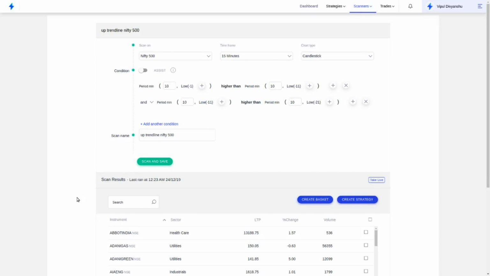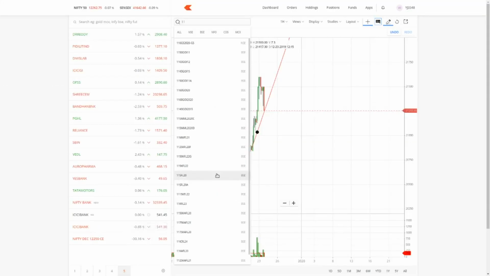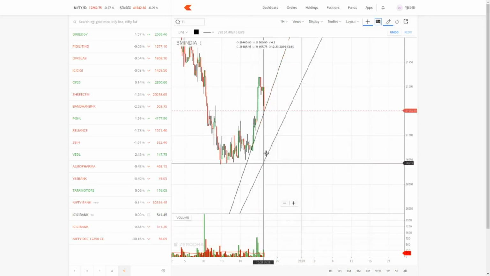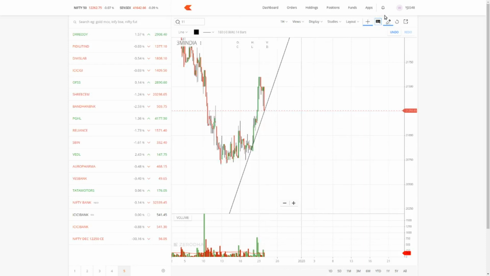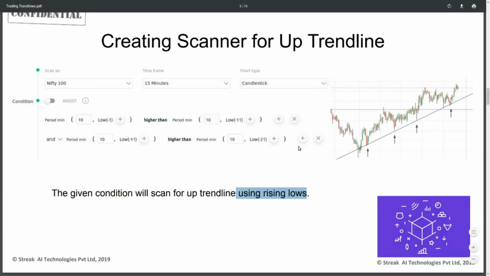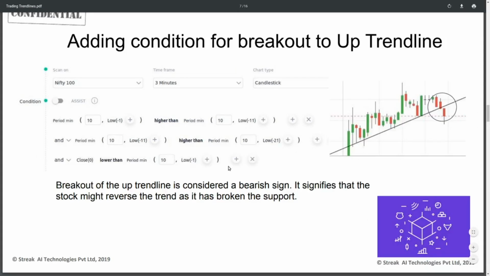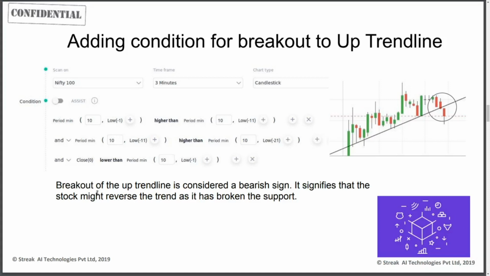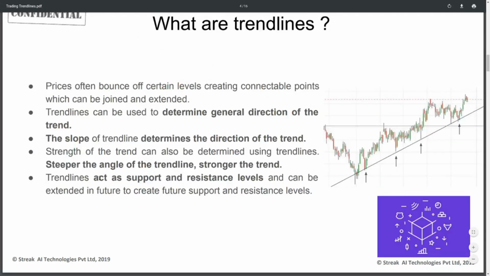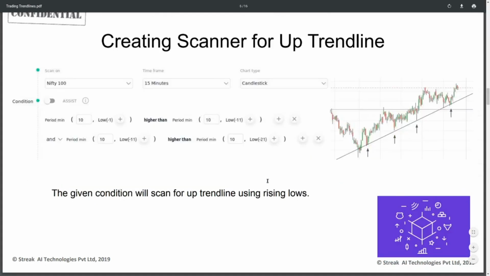Based on this, there are different techniques people use. You can even formulate your own, to decide whether to follow the trend or wait for a breakout to happen to take a trade. So let's move ahead with something called breakout of uptrend line. Here we have shown a bearish breakout. A breakout of an uptrend line is considered a bearish sign. It signifies that the stock might reverse the trend and has broken the support. Because if you remember, we just discussed that trend lines act as support and resistance levels.